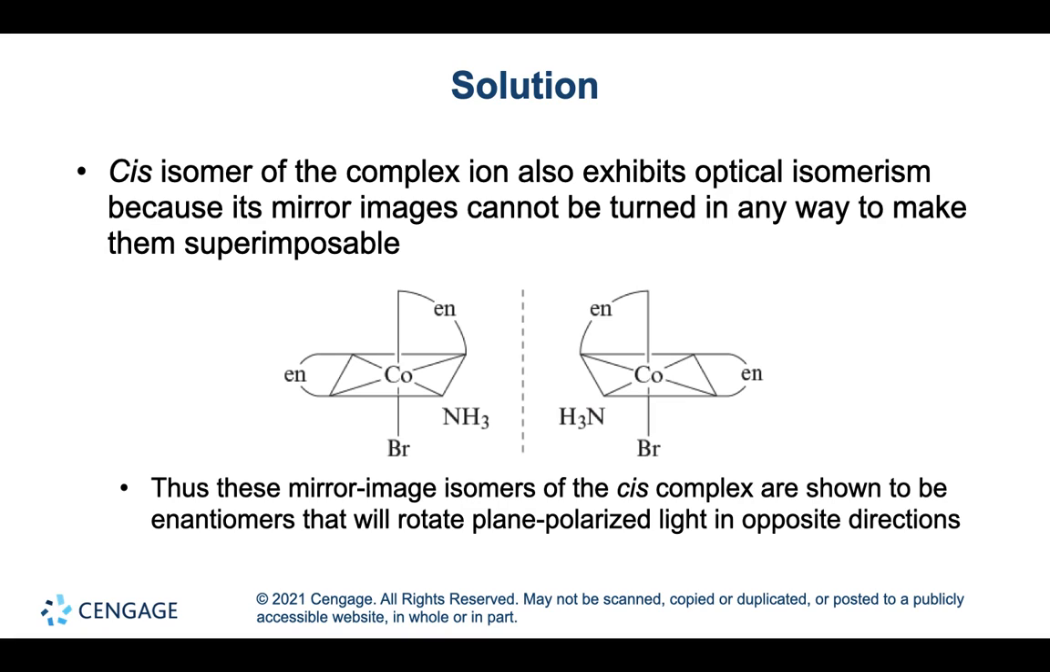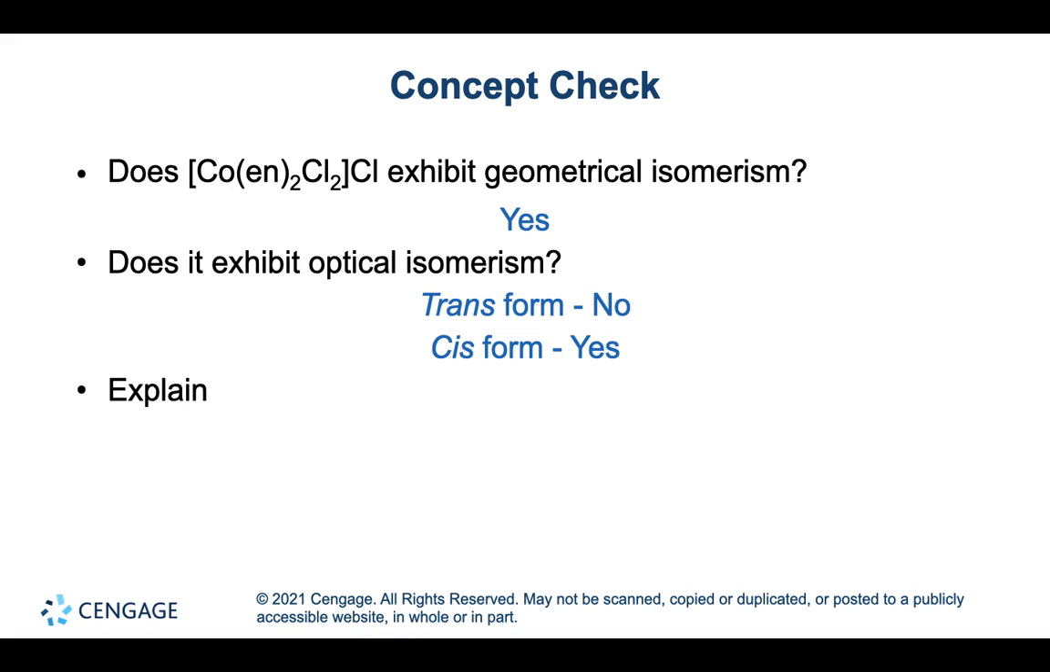So we have the cis and the trans. The cis isomer would actually also have optical isomerism, because if you look at the two images here, both of them, the cis isomer, they are mirror images and not superimposable. So as a result, the cis isomer does show the optical isomerism of being able to be chiral. The trans form does not.